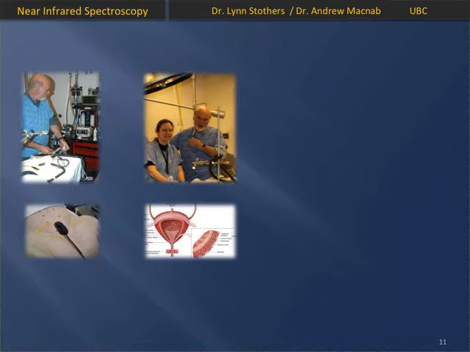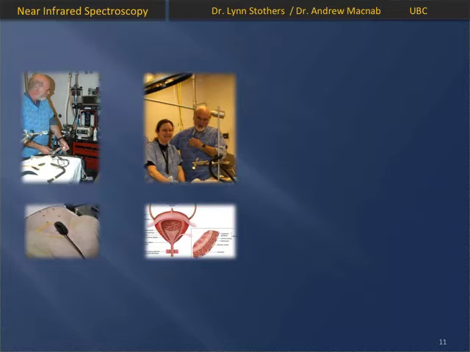Well, reviewing the literature, it's pretty obvious that using near-infrared spectroscopy to look at bladder function has been done mostly at the University of British Columbia by Dr. Linus Stothers and Dr. Andrew Macnab. In fact, these two have been pioneers in this field. I think it's a very interesting story, a kind of accidental meeting in 2004 or 5.